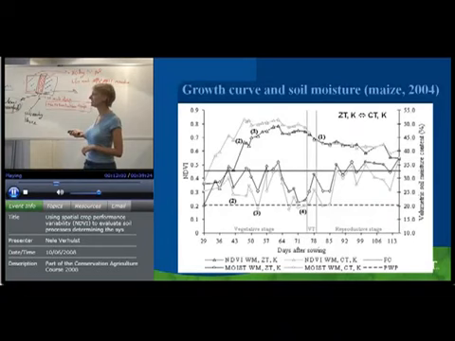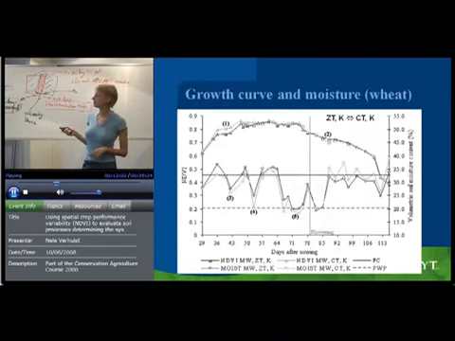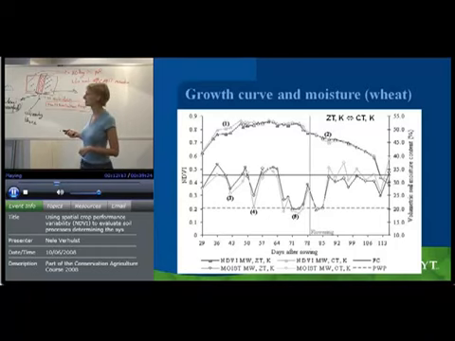Okay, that was for maize. This is for wheat, and we see the same. This is the same drought period, and here it was a little later, after flowering. You see again that the black curve flips over the gray one. So zero tillage becomes higher than conventional tillage.